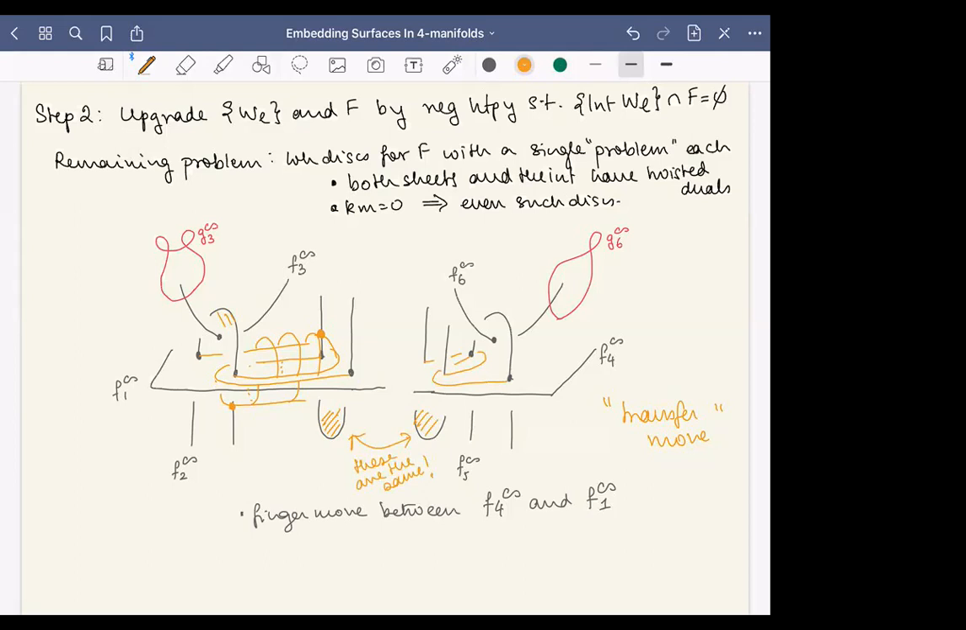And now this disk has picked up an intersection here, but this new one, let's say W, has picked up a second one. So that's why my new Whitney disk also has two new intersections with twisted Fs.